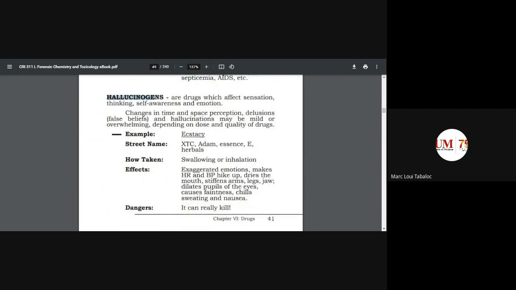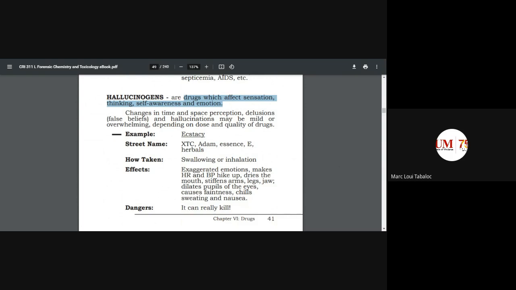Next, we have hallucinogens. These are drugs which affect sensation, thinking, self-awareness, and emotion. From the word hallucinate, ibig sabihin, nag-e-exaggerate yung emotions mo, yung nakikita mo at nararamdaman mo. Yan.